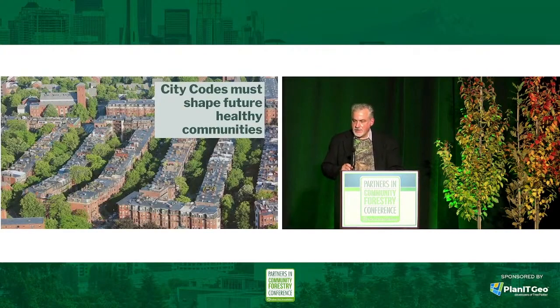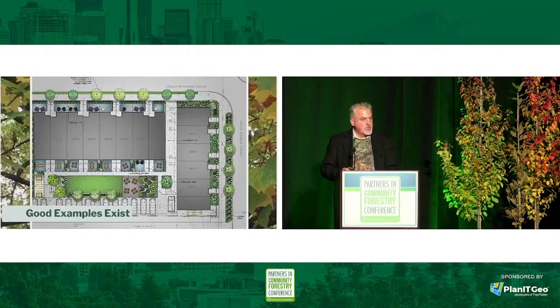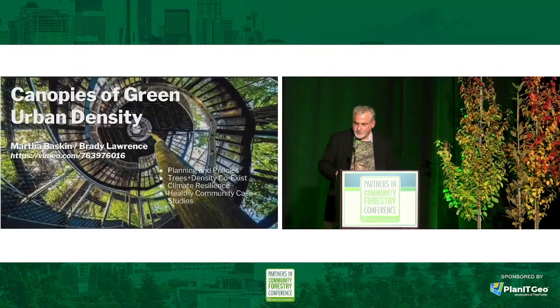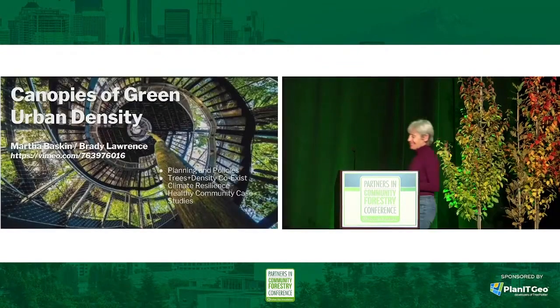I'm going to invite Martha to come up here and join me, but basically the conclusion here is that city codes and policies must be formed to help shape healthy communities. There are some good examples, even in Georgetown, where you have density up along the street, you have street trees, but you also have green spaces on the private property and places for trees to grow. Thank you, David.